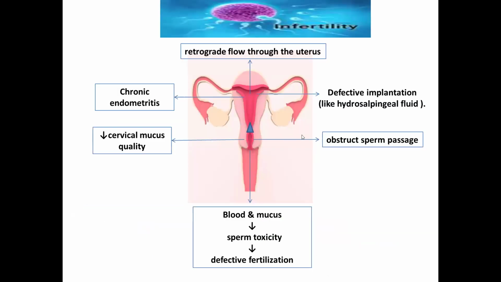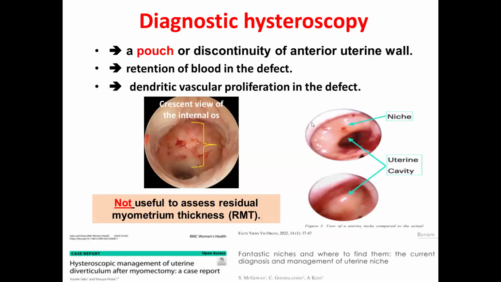And of course, in cases of uterine niche, the infertility or failure of pregnancy is attributed to the retrograde flow through the uterus, effective implantation, the obstructive sperm passage, toxicity on the sperm by the retained mucus and blood, decreased mucus quality, chronic endometritis, and defective implantation.